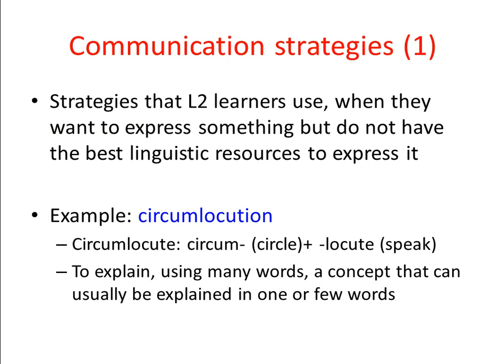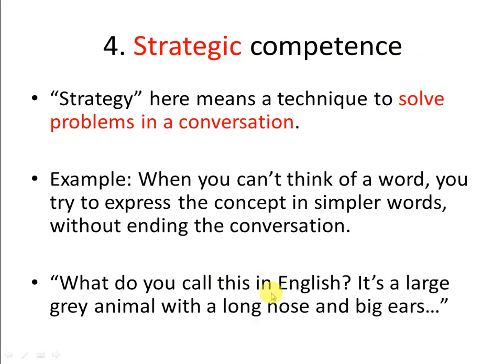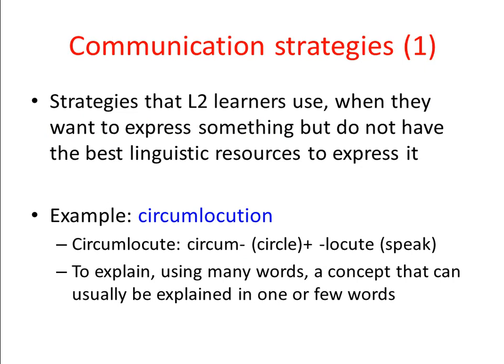Now let me give you some examples of communication strategies. Communication strategies are strategies that second language learners use when they want to express something but do not have the best linguistic resources to express it. In this example, the best way to express the concept is to use the word elephant, but you can't remember it, so you try to use other resources. For example, you can use this technique called circumlocution. Circum means circle and locute means speak. This is to explain using many words. Using many words, you explain a concept that can usually be explained in one or few words.